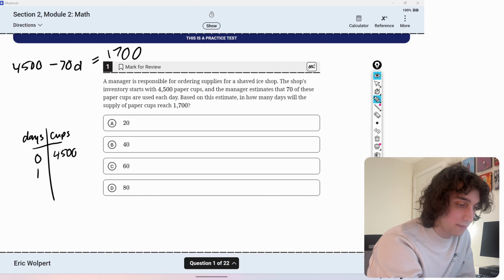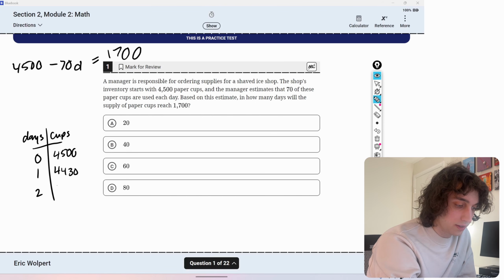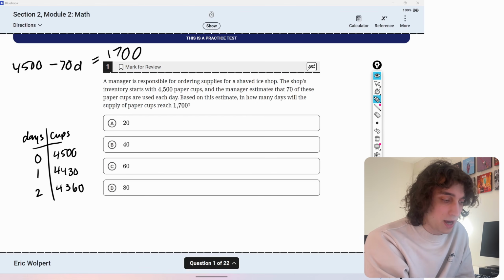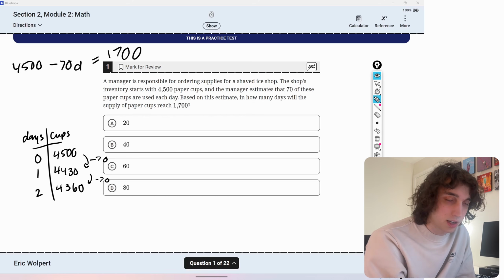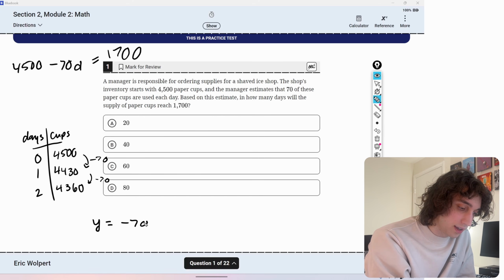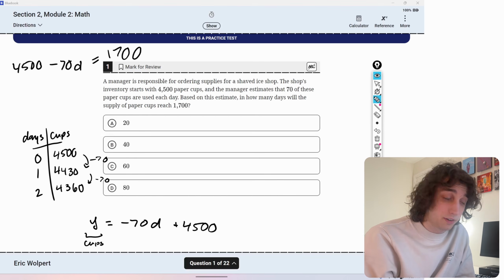Then after the first day, we're using 70 of these. So we'll go down to 4,430. After another day, we go down another 70 cups, so 4,360. Hopefully by now you'll have realized the pattern. Oh, so every time our days increases by 1, our cups goes down by 70. That should indicate a slope of -70, where our y is our cups, and I'm going to keep d as days, would be -70, and then a y-intercept of 4,500.